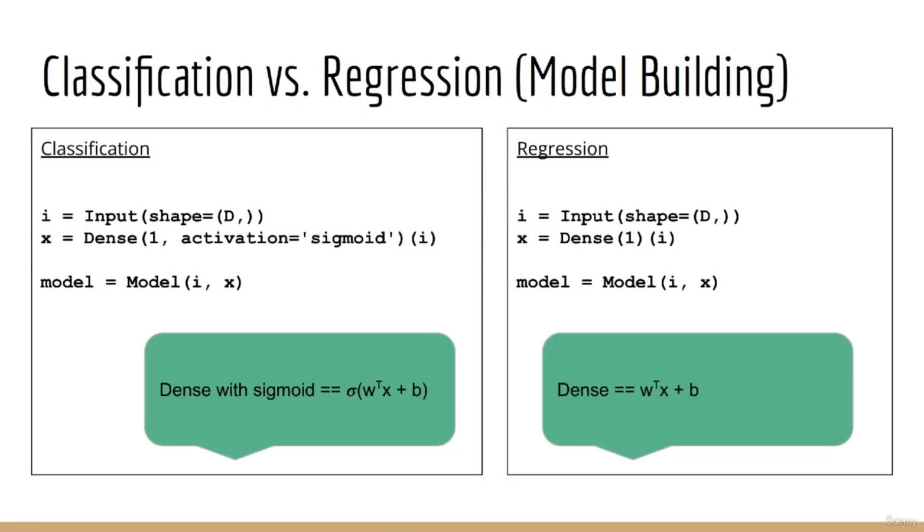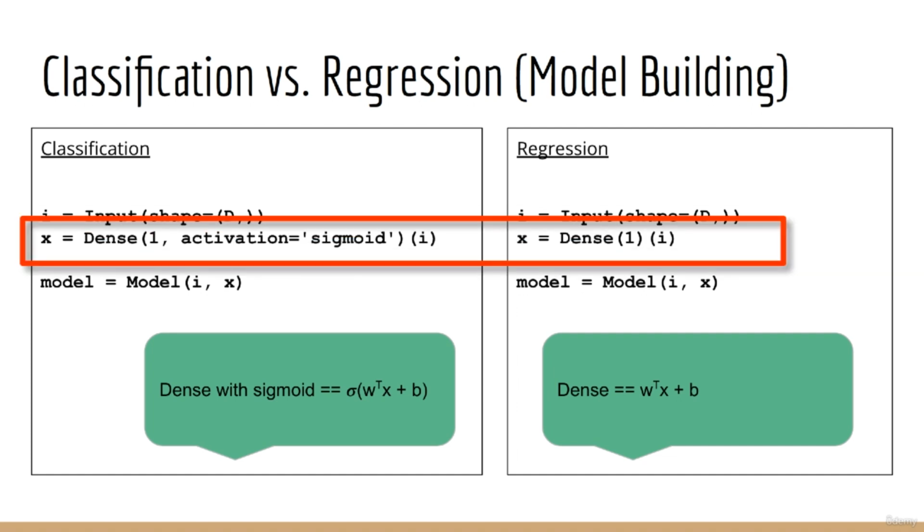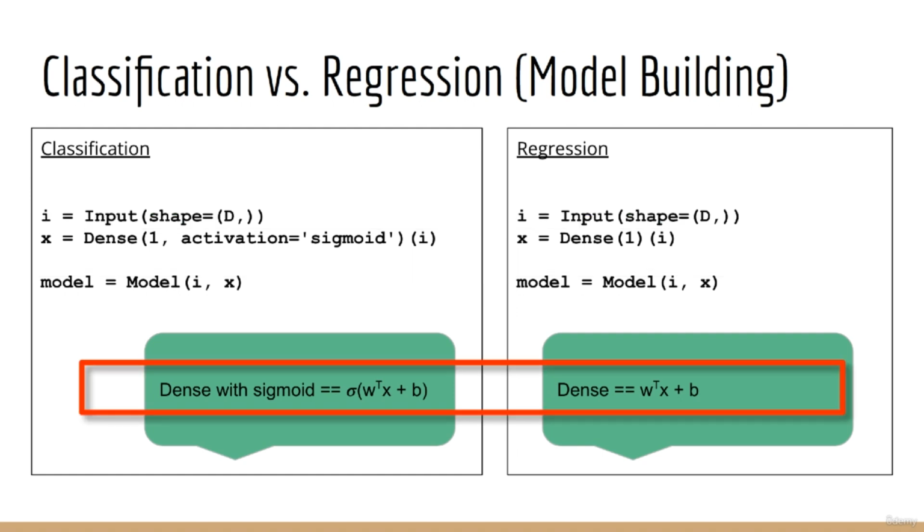So let's discuss the differences and similarities between this model and the previous model we looked at. Firstly, notice how they both start with an input layer. Because our inputs have dimensionality d, we pass in a tuple with one element containing d into the argument for shape. The next layer is again a dense layer, which, as you recall, represents an affine transformation. Simply put, it represents W transpose X plus B. Here W is a weight matrix and B is a bias vector. But again, note that this is the generic case.